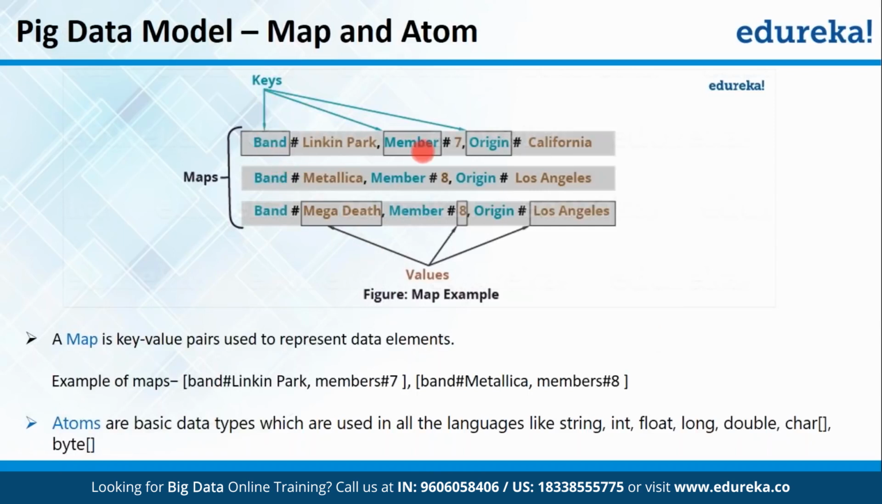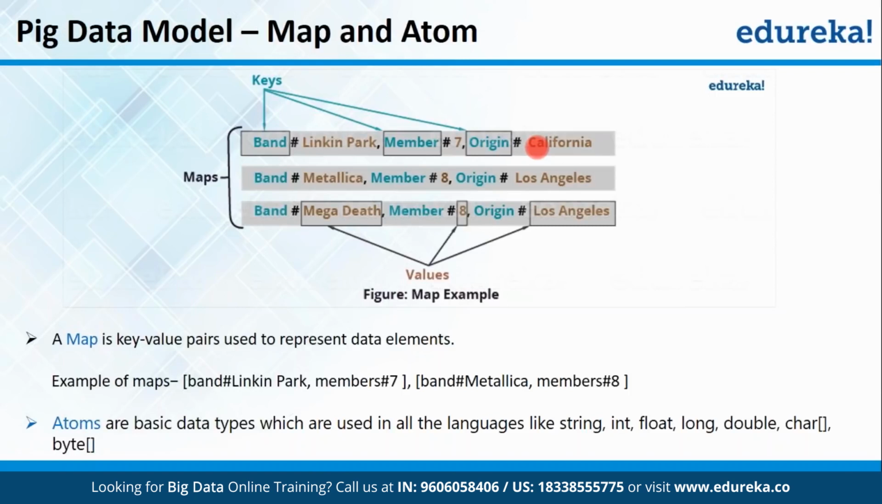So band is a key, member is a key, origin is a key. Similarly, the text after the hash is nothing but the values. So Megadeth is a value, 8 is a value, and Los Angeles is a value, right? So in Pig, hash is the delimiter that represents the difference between key value pair. So the value left to the hash is the key and the value right to the hash is the value. So every row is nothing but a map which has a set of key value pairs.